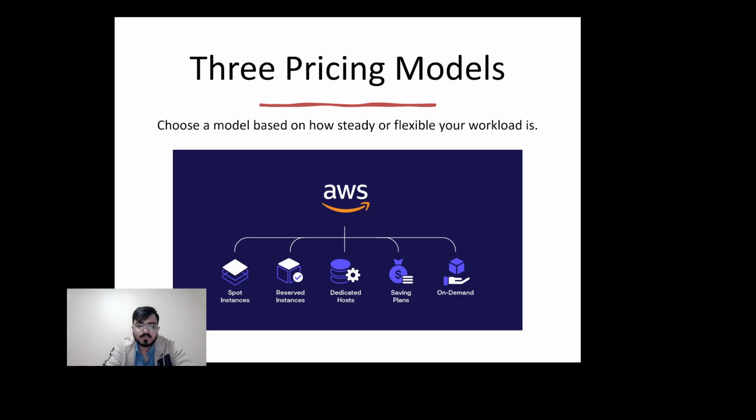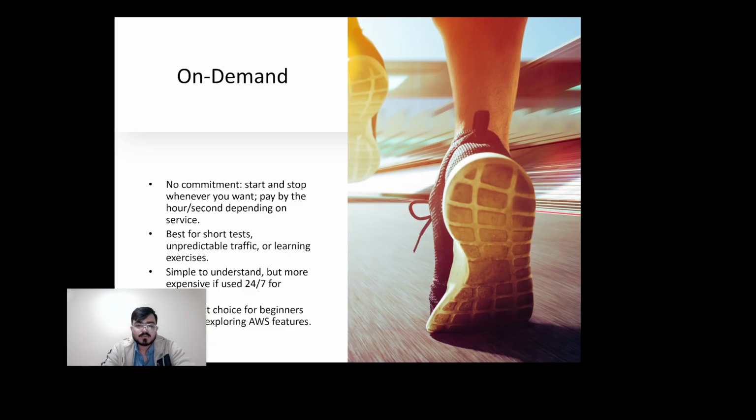Let's see the three price models. So let's talk about the three main price models in AWS. First one is on-demand instance, second is savings plans or reserved instance, and third is spot instance. Each one is made for different types of use: short-term, long-term, and flexibility. I will explain each model in very simple words with easy real-world examples so you can understand when to use which one. So let's see the first one, on-demand pricing.